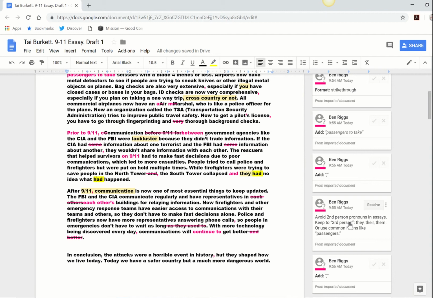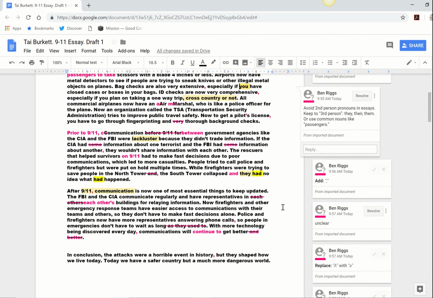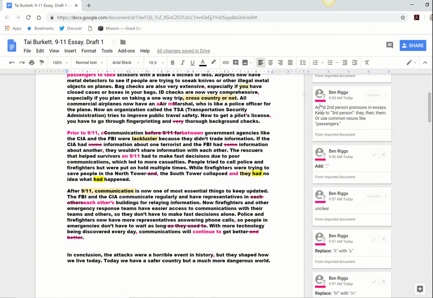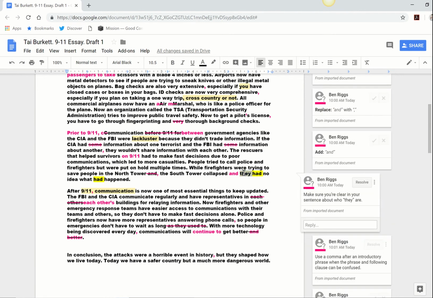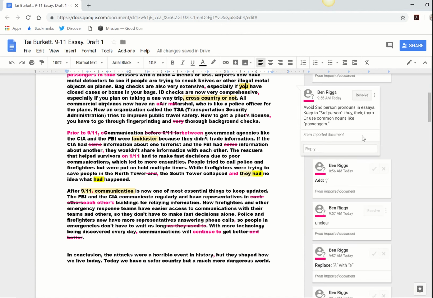Okay. Last one, and this is just kind of an essay rule in general. Make sure in places like this, "bag checks are also very extensive, especially if you have closed cases in your bags." Avoid second person pronouns like you and your, because the reader, you're not coaching the reader to do something, right? They're reading information you're providing. You need to stick with what's called a third person pronoun. So it's the they, them, their, that kind of thing. Or just use common nouns like passengers, okay? So make sure we avoid those second person pronouns in essays.